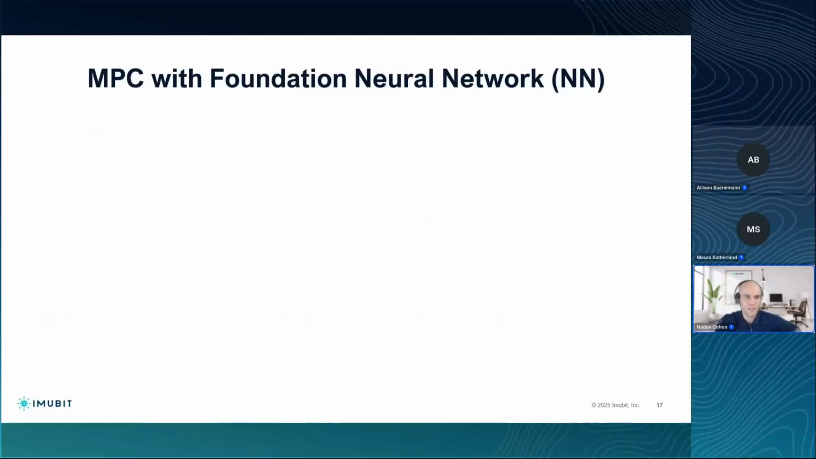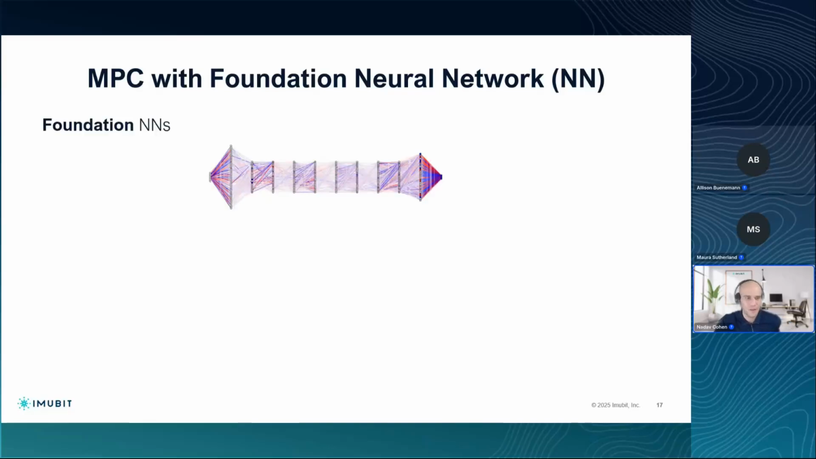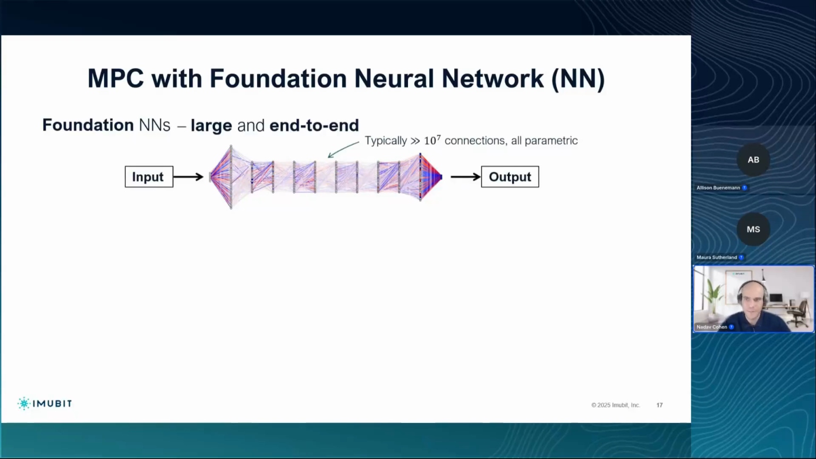Okay, let's move on to the fourth and last type of MPC that we'll talk about, and that is MPC with foundation neural networks. That refers to neural networks which are large. It's typically at least tens of millions of parameters, and they are end-to-end. So your entire function that you are trying to represent, to build the entire model, is just based on a neural network. You drive the input to the neural network, and it produces the output.